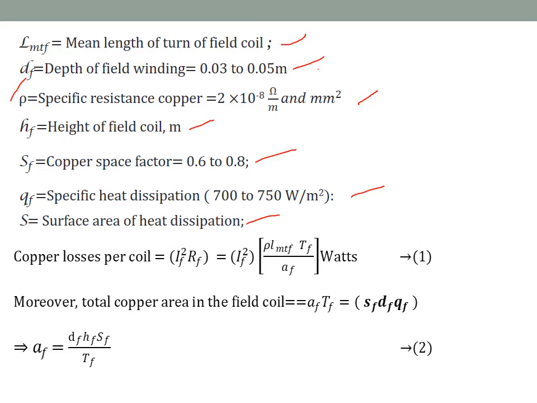So now we'll see copper loss per coil. This is equal to If square into Rf, this is I square R, that is If square Rf, which is rho LMTf by Af in watts. Moreover, total copper area in the field winding is Af into Tf, that is cross sectional area multiplied by number of turns. This will give actual copper area. This is also equal to Sf df into hf.